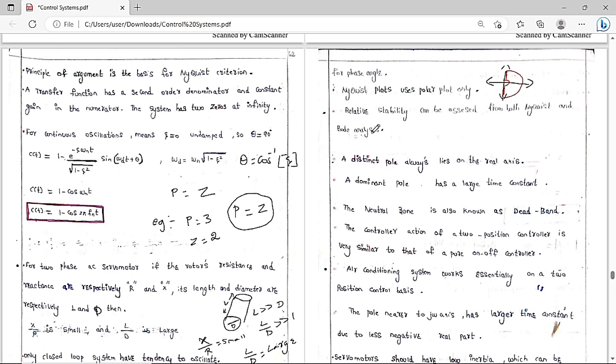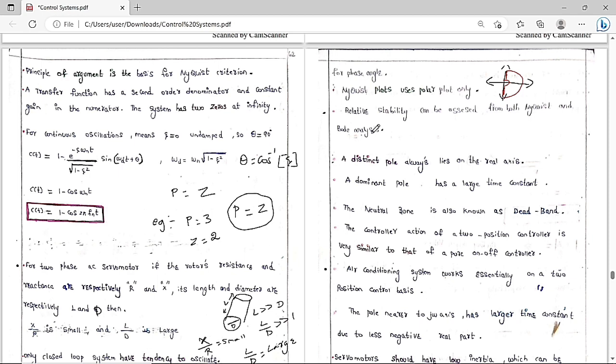The next point is that the pole nearer to the j omega axis has a larger time constant due to its less negative real part. I've already told you this. Such a pole is a dominant pole and it takes a lot of time to decay. But a pole which is very far away from the j omega axis has a smaller time constant because it has a very large negative real part, and within a short time it is going to decay.